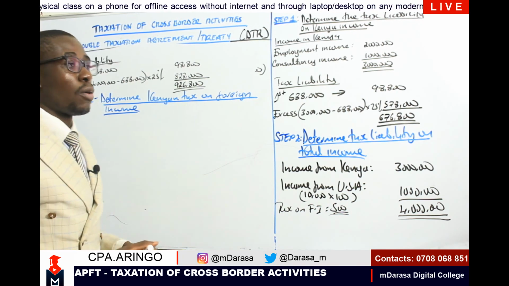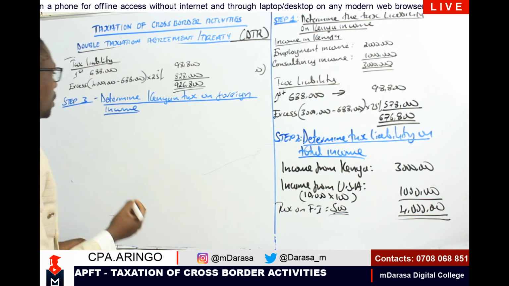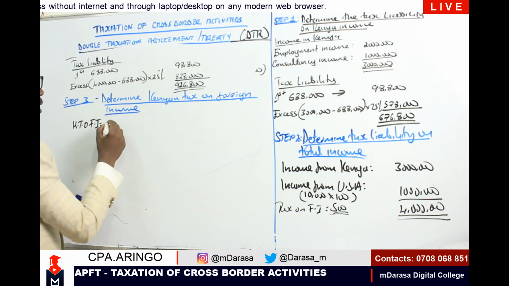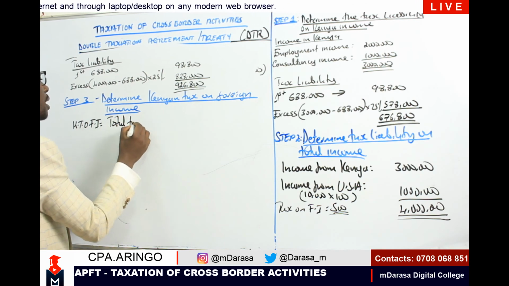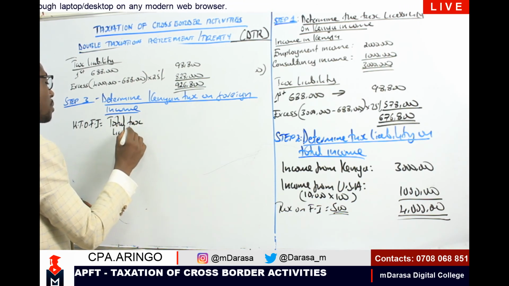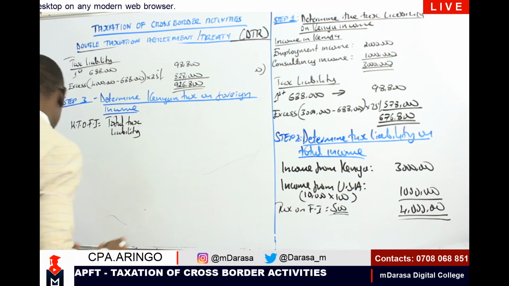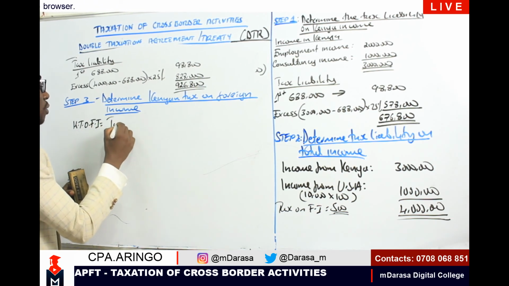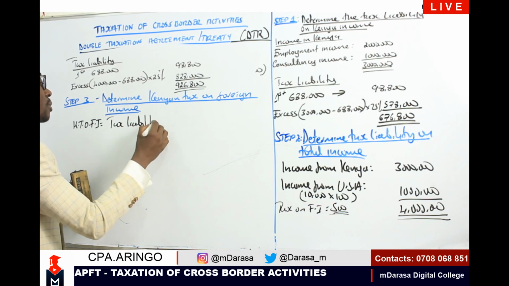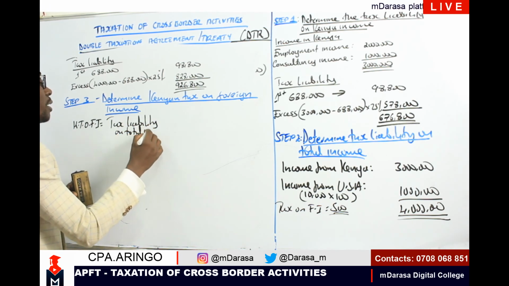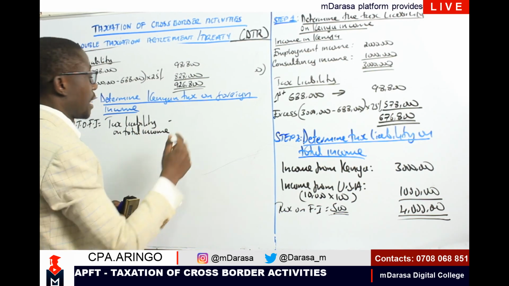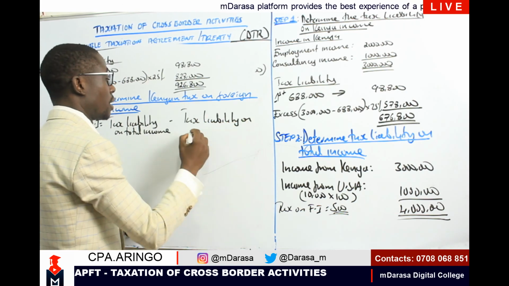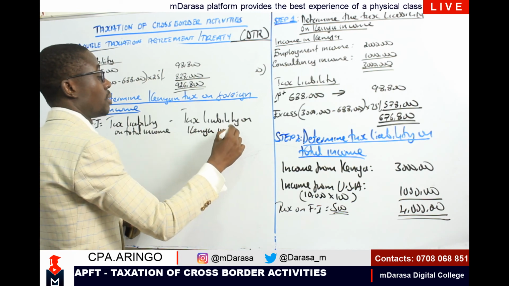How will we determine our Kenyan tax on foreign income? To determine our Kenyan tax on foreign income, we are going to take our tax liability on total income less tax liability on Kenyan income.